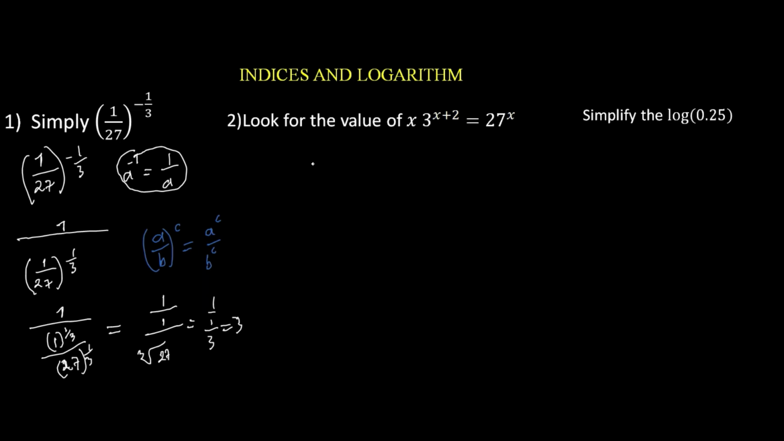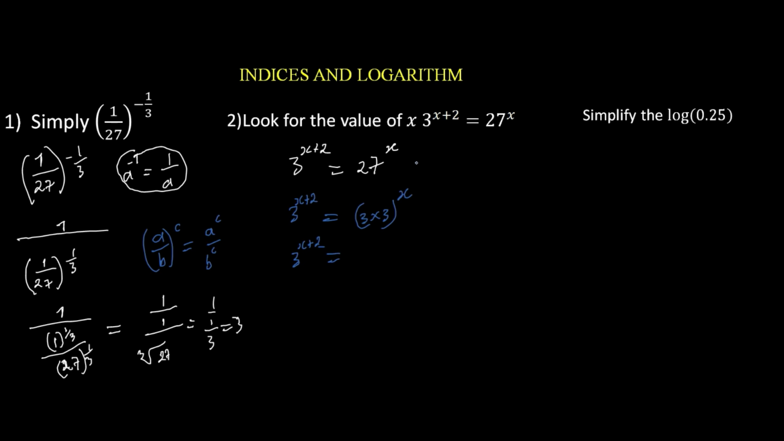It says: find the value of x, given that 3 raised to the power x plus 2 is equal to 27 raised to the power x. Now, under indices, when you equate two indices of the same base, the powers should also be equated. So what we are going to struggle to do here is to make the bases the same. We know this is already written as 3 raised to the power x plus 2. We know 27 can be written as 3 times 3, all that raised to the power x.